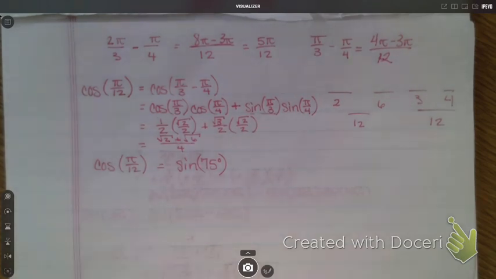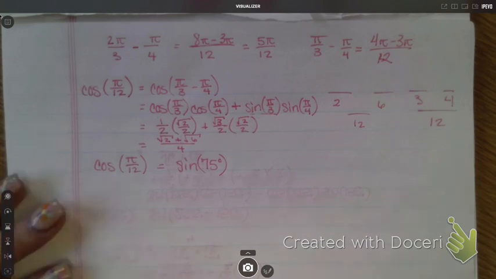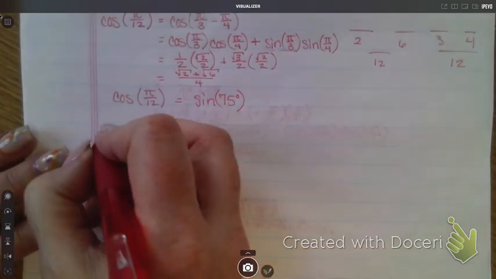Huh. That is weird. Okay, find the exact value.